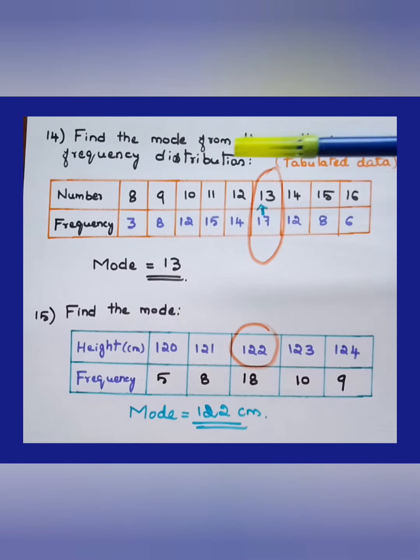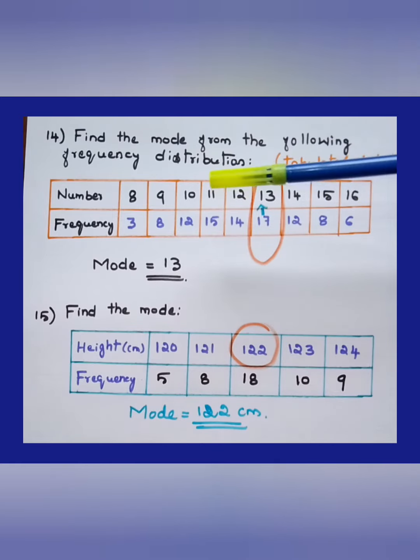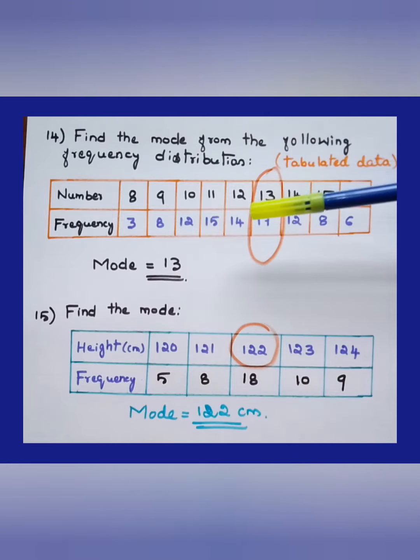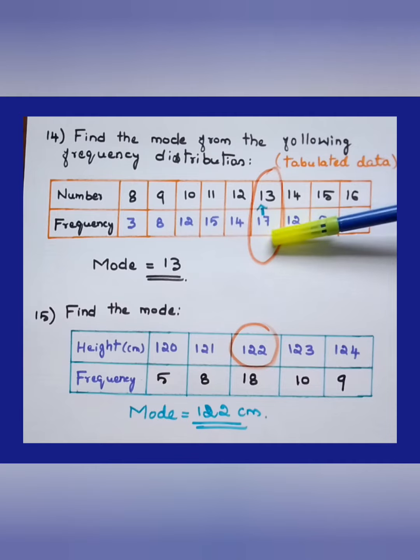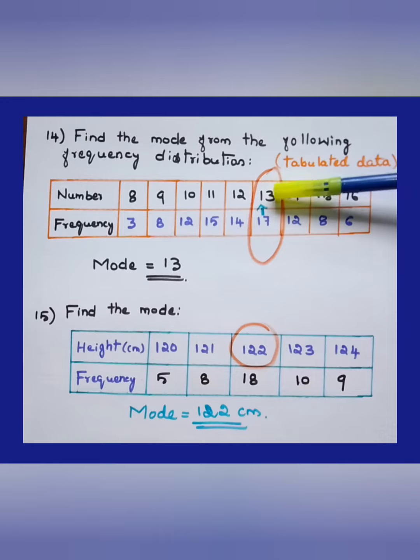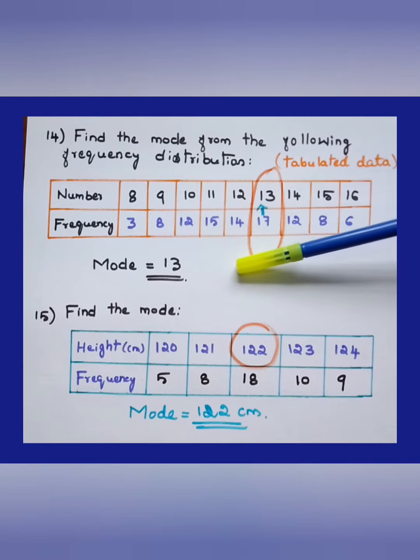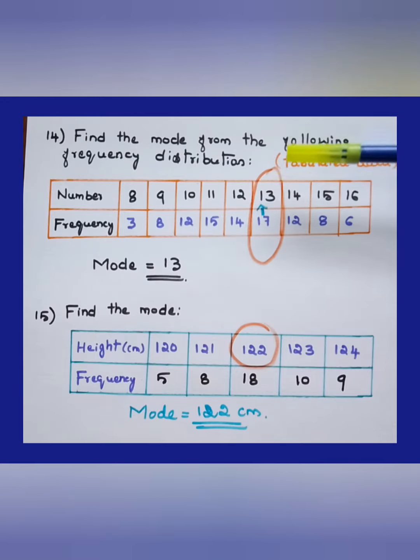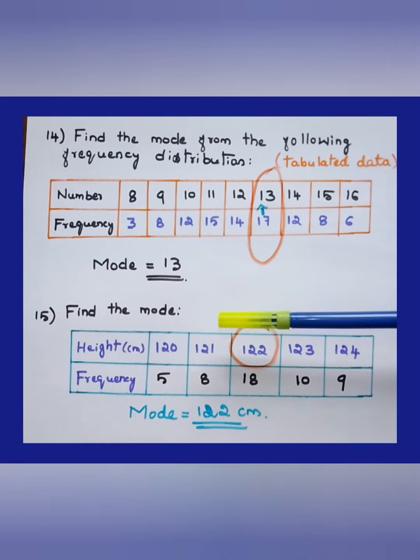The numbers are given, frequency is given. You can look for the frequency which is repeatedly more here, which is the highest frequency. 17 is highest. Means 13 is repeated 17 times. Don't write this frequency in a hurry. Which number is repeated? Number 13 is repeated. Therefore mode is 13, which is having the highest frequency. That's how to find. Similar sum, find the mode.